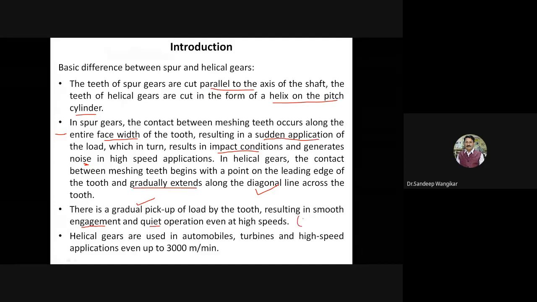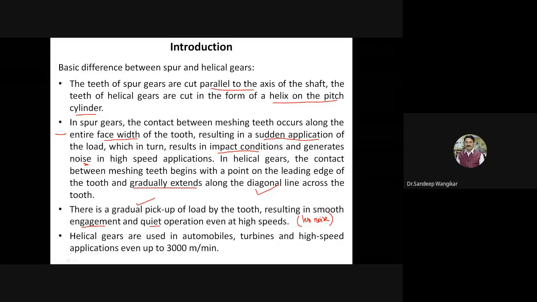in spur gear more noise, so here less noise or very negligible noise. I will not say no noise. Depending upon the conditions, some noise may be there. But as compared to spur, we can call it a quiet application.